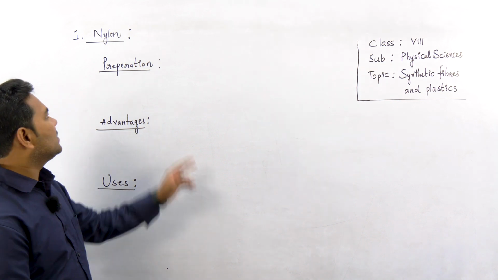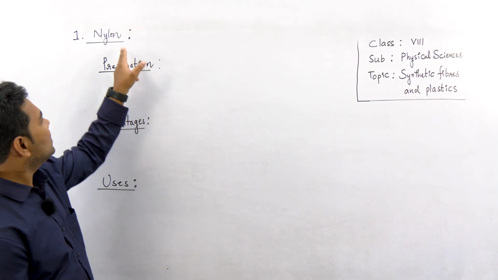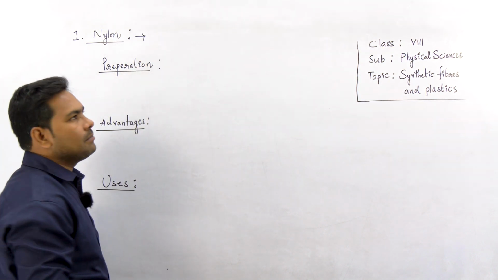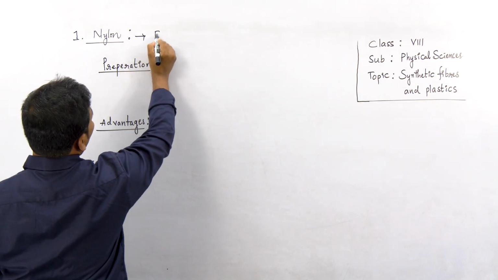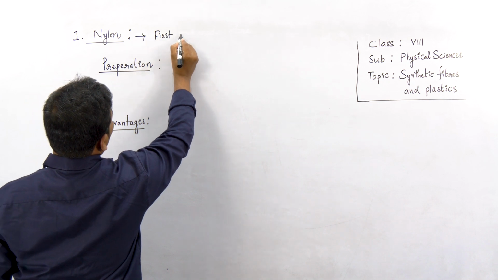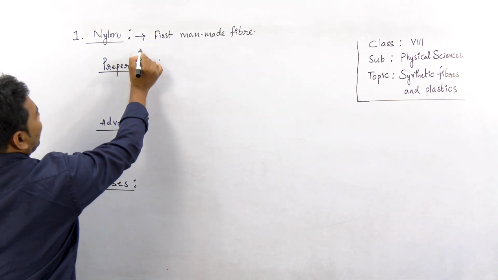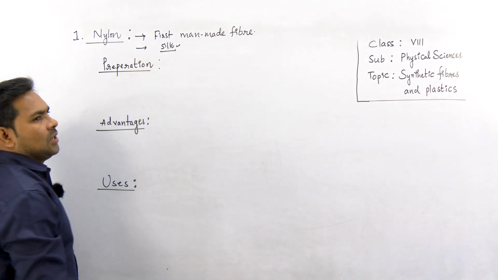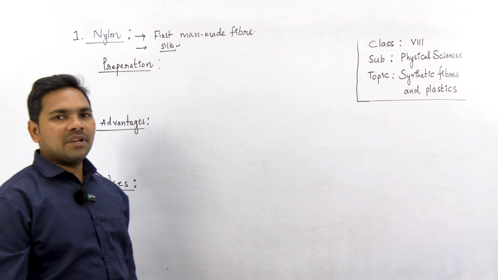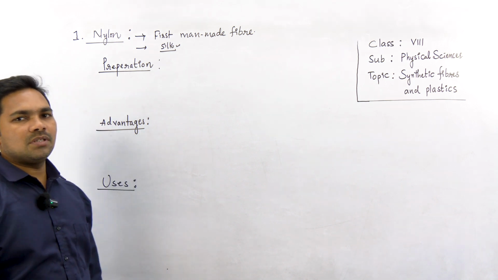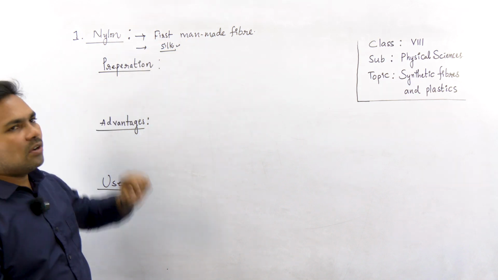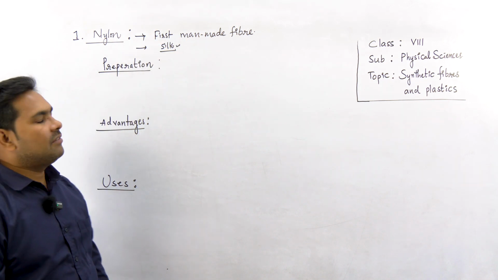Now we discuss an example of a synthetic fiber, nylon. This nylon is the first man-made fiber. This fiber, nylon, almost replaced silk from all the fabrics in which silk is used. All those things, silk was replaced by nylon, which was the first man-made fiber.